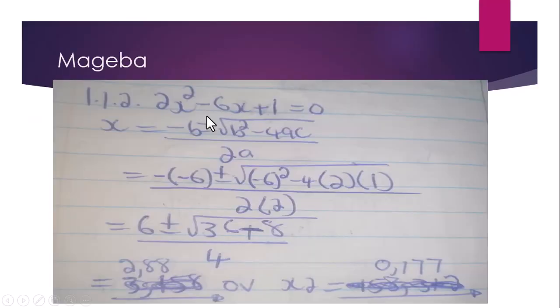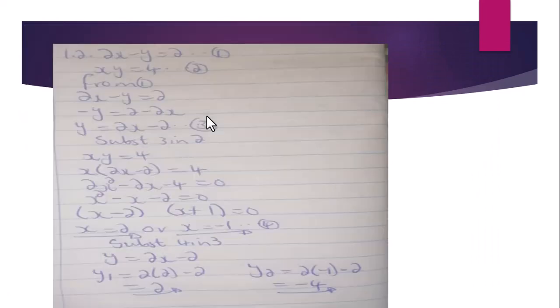Okay, now let's continue. We are done with this. We go to 1.2. And this is simultaneous equation. So we will use the simultaneous way of looking at things. So we have 2x minus y equals 2 and xy equals 4. So basically what I do whenever I come across a simultaneous equation, and these ones are very basic ones, very straightforward. There are those that require very serious algebra manipulation, but these ones are just straightforward.